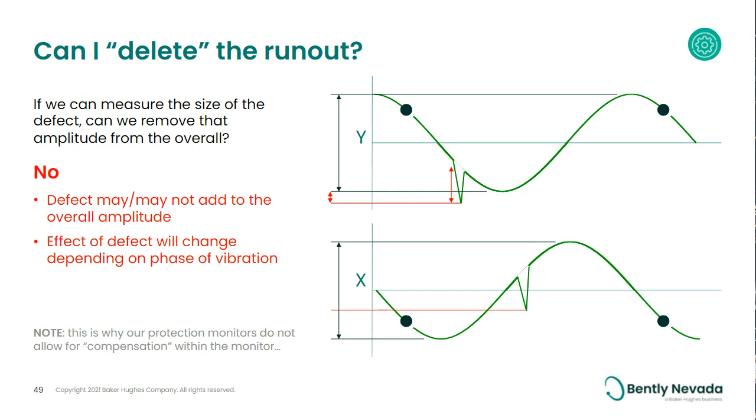The defect or the runout may or may not add to the overall amplitude. If we simplify things down, just for an example, to just the 1x frequency, the 1 times the rotative speed frequency.